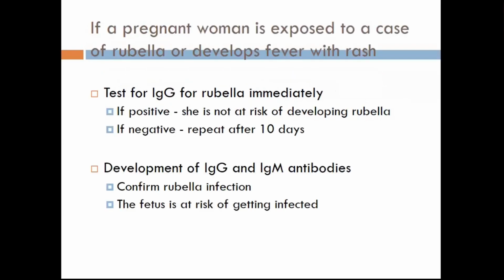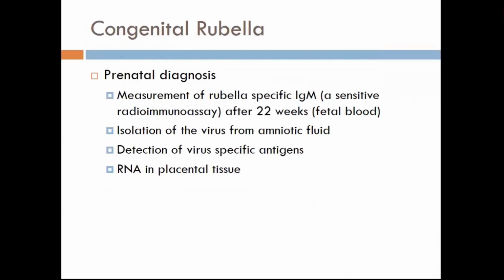Exactly. So if a pregnant woman is exposed to a case of rubella, develops fever with rash, test for IgG for rubella immediately. If positive, she is not at risk of developing rubella. If negative, repeat after 10 days. Development of IgG and IgM confirm rubella infection. Fetus is at risk of getting the infection if the mother is exposed to rubella and gets the symptoms.